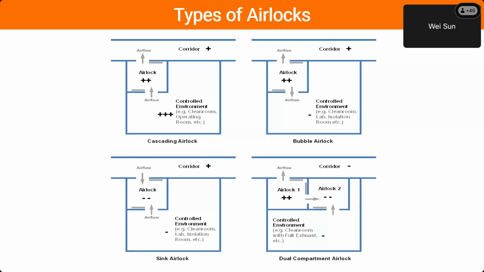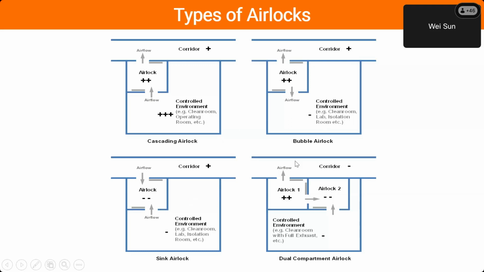There are 4 categories: cascading. Clean room has a higher pressure than the airlock, than the corridor. So airflow goes from inside to airlock to the hallway. Bubble is that the airlock has a higher pressure than the corridor, than the clean room. Sink is that the airlock has the lowest pressure, lower than corridor, lower than clean room. And a dual compartment is that you put a bubble and a sink airlock in series.